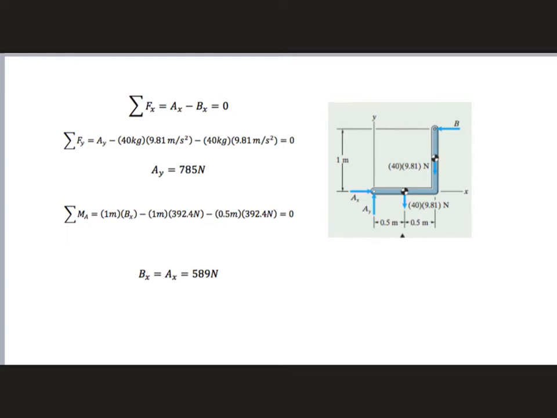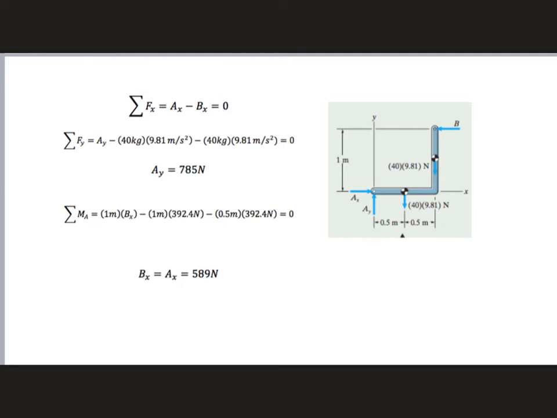Now, we're going to pick point A as our axis of rotation because there are two forces whose lines of action intersect that point. AX goes directly through that point, AY goes directly through that point, and so those two forces will have no moment about that point. And so that's going to let us calculate the moment of the system in the easiest way possible.